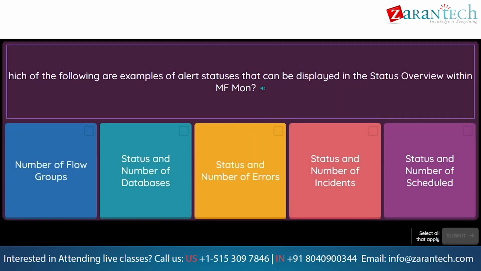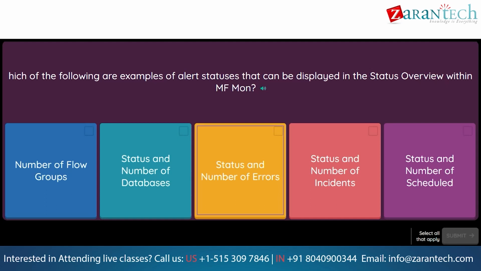Question: which of the following are examples of alert statuses that can be displayed in the status overview within MFMon? Option 1: number of flow groups. Option 2: status and number of databases. Option 3: status and number of errors. Option 4: status and number of incidents. Option 5: status and number of scheduled.